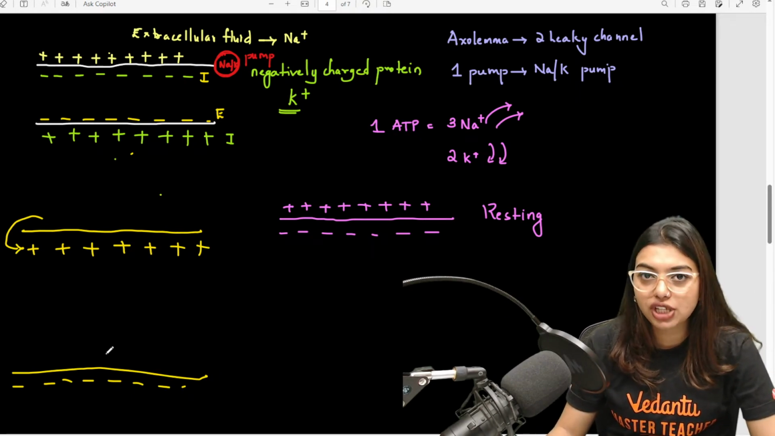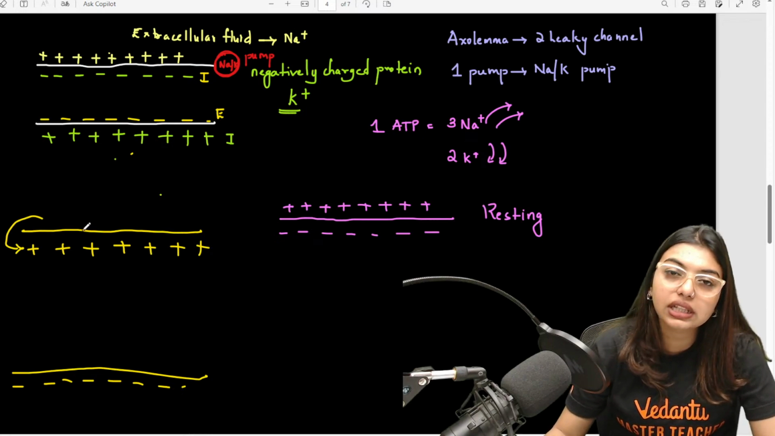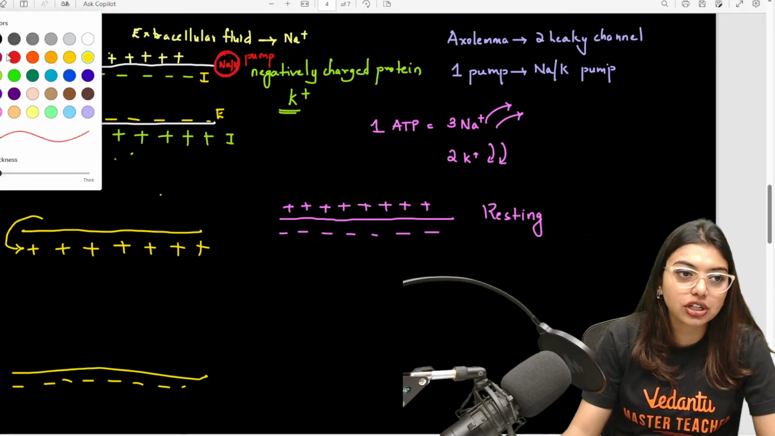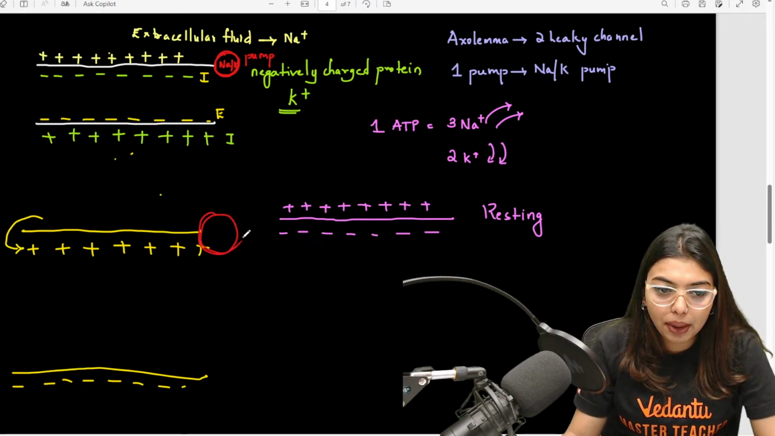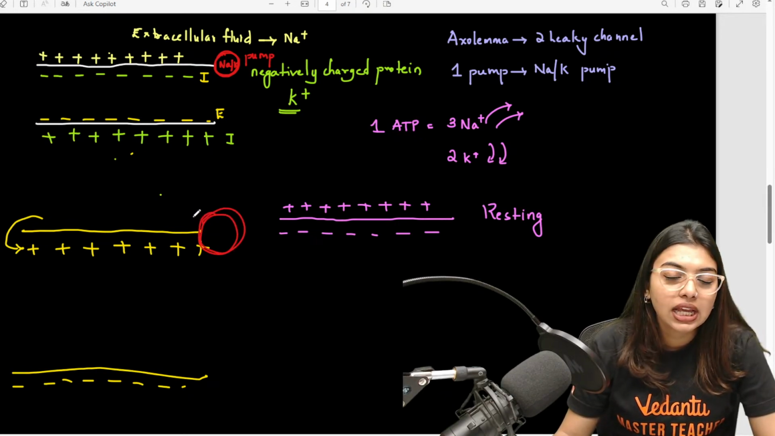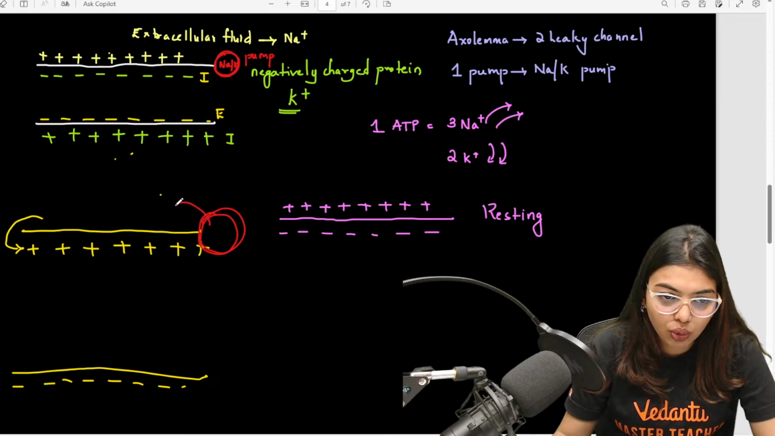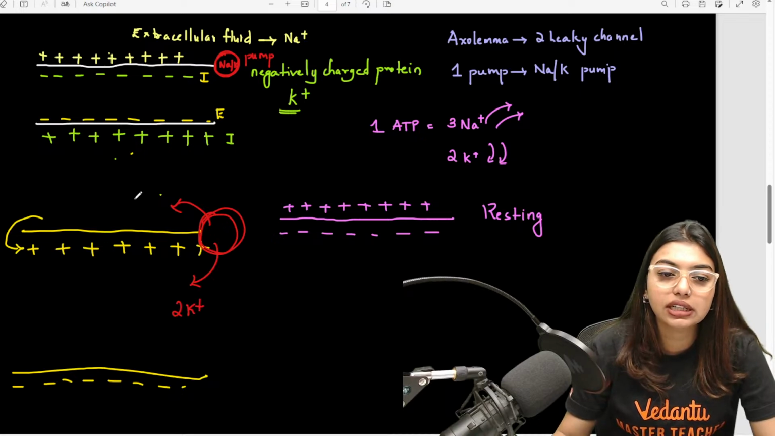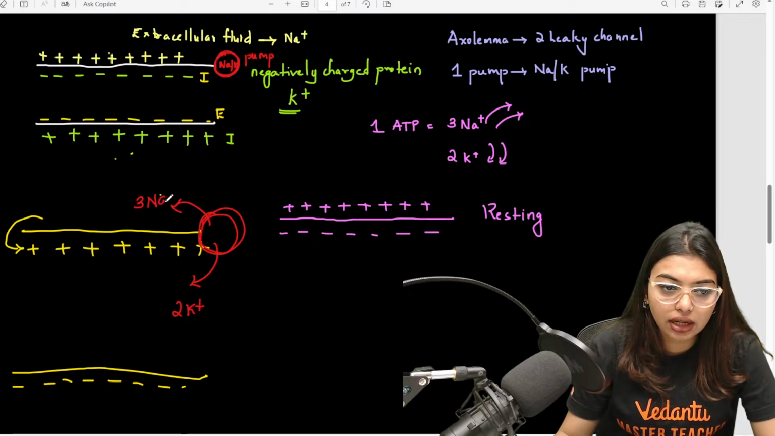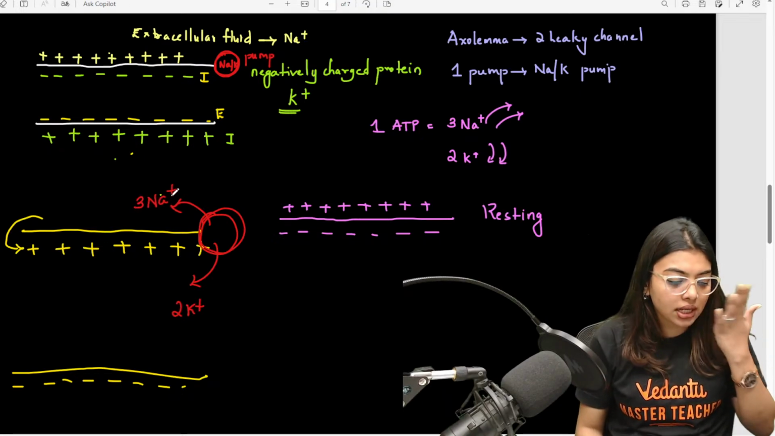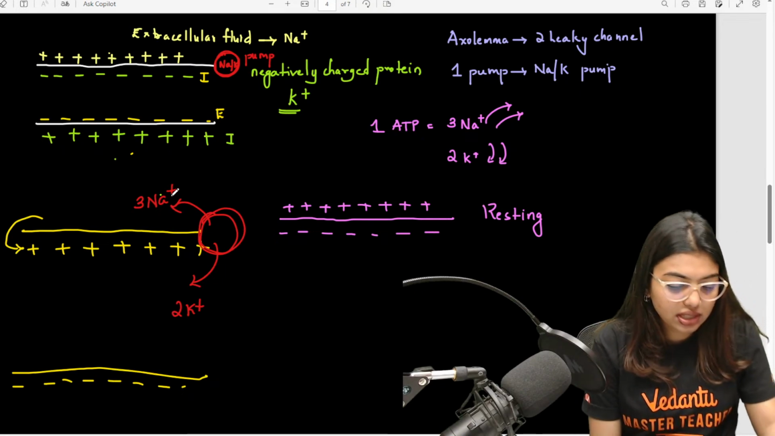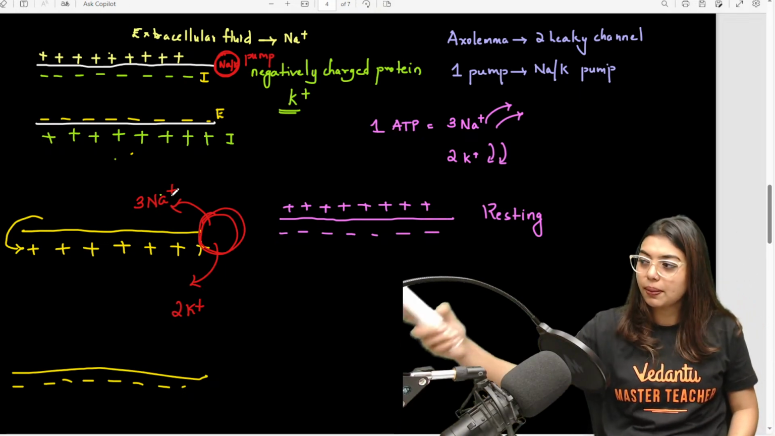So the mix of charges will happen. Now, if I want to make them go back to the resting potential, I am going to use the pump, and that pump is going to use ATP and make sure that 3 sodium ions go outside and 2 potassium ions come inside. Why? To maintain the balance. This is a little difficult concept, but if you understand it once, then you're sorted. If you understand once, then it is easy for you.